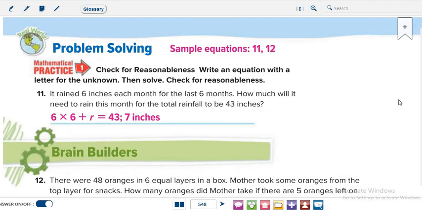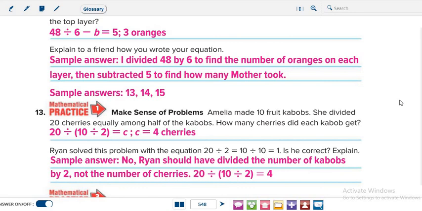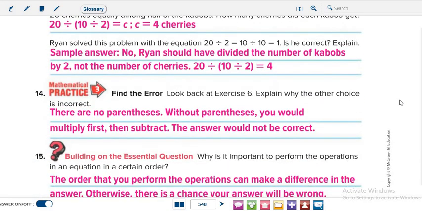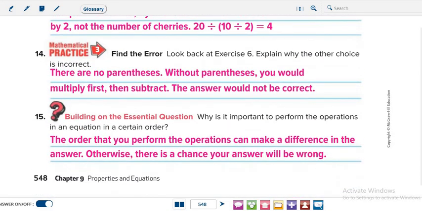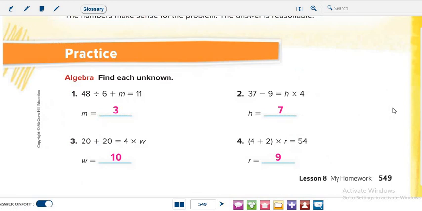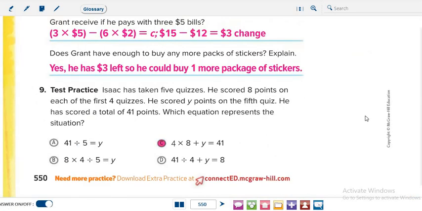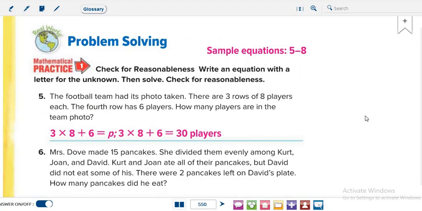The same for the next page. You can check your answers here. And here you can check your homework, grade 3, page number 549 and page number 550.